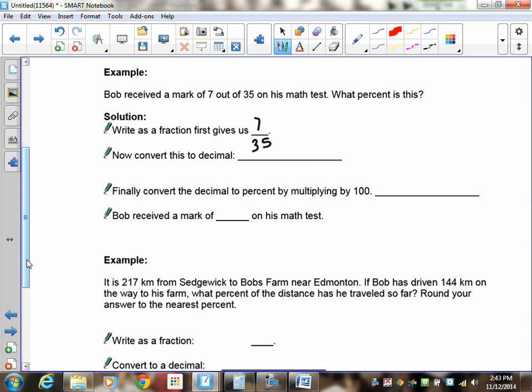Okay, so to convert this to a decimal, you're going to go 7 divided by 35, and that is 0.2. Finally, you're going to convert the 0.2 to a percent by multiplying by 100, and that is 20%. So Bob received a mark of 20% on his math test. Remember to include the percent sign. All right, move on to the next question.